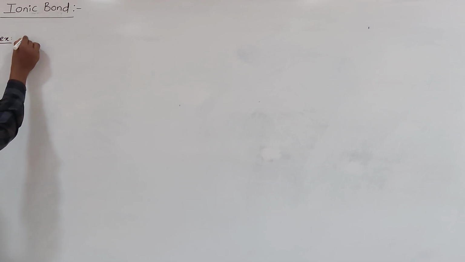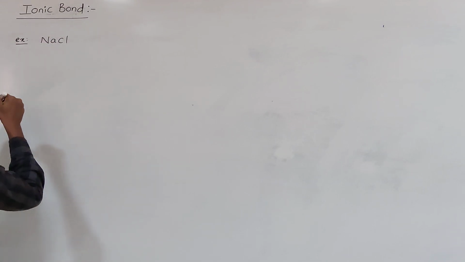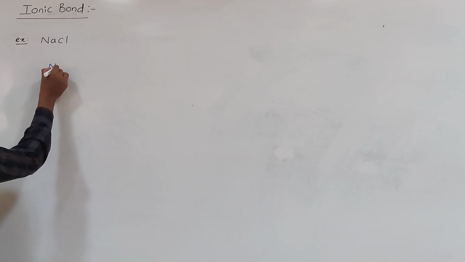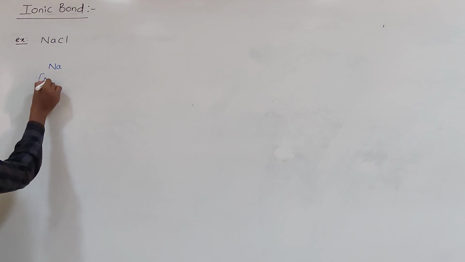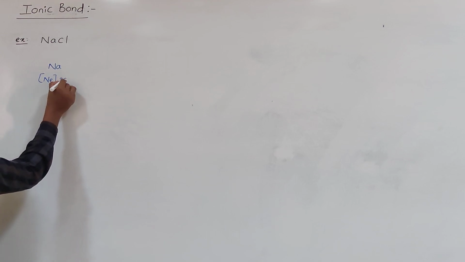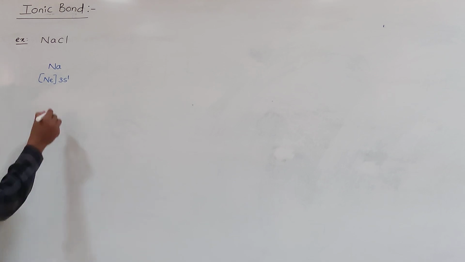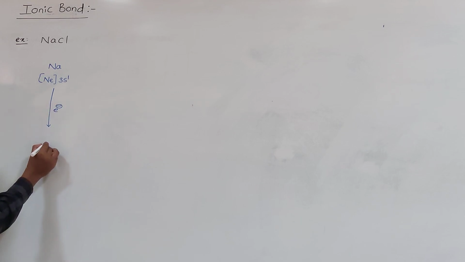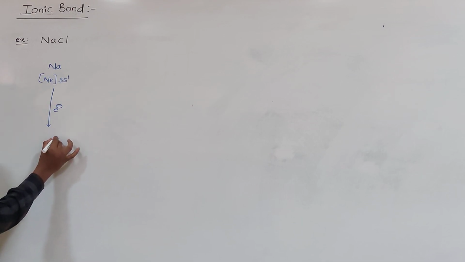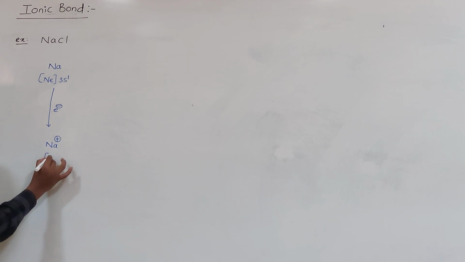For example, you know very well, sodium chloride, NaCl. Sodium's electronic configuration is neon 3s1, so it can lose the one electron and form the Na+ ion. As a result, it gets the stable noble gas configuration.